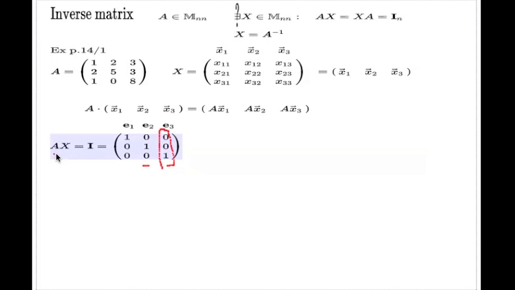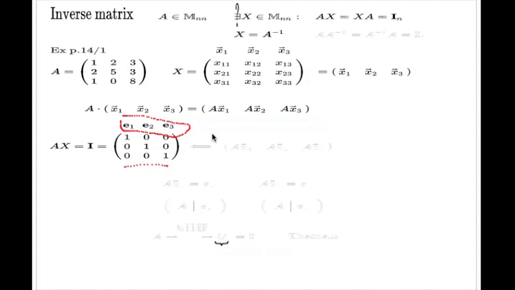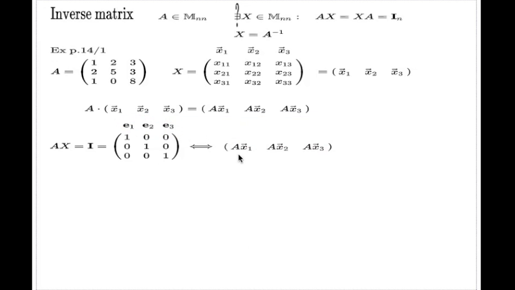So think about this. That's the column structure of the left-hand side, and that's the column structure of the right-hand side. If I now equate everything per column, first column to first column, second column to the second column, last column to the last column, I will have 3 systems of linear equations, right? This is a system of linear equations, this is a system of linear equations, this is a system of linear equations.